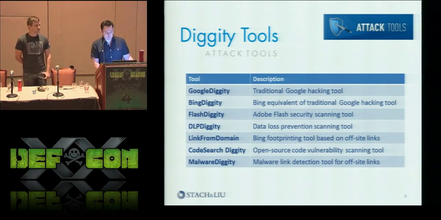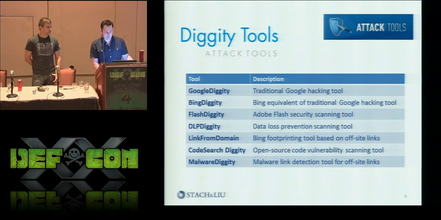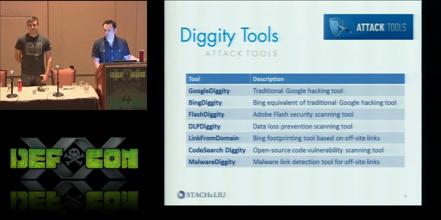Some of the old tools: Google Diggity and Bing Diggity, which are traditional Google and Bing hacking tools. We have FlashDiggity, which is an Adobe Flash security scanning tool, which leverages Google and Bing to find SWF files out there, bulk download them, bulk decompile them back to their ActionScript, and then bulk look through them for Adobe Flash vulnerabilities.